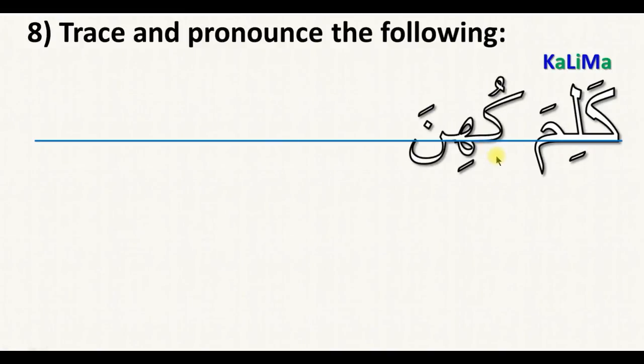Here K is also at the beginning of the word. K, H, N, dot, vowels. K-U-Ku, H-I-Hi, N-A-Na, kuhina.